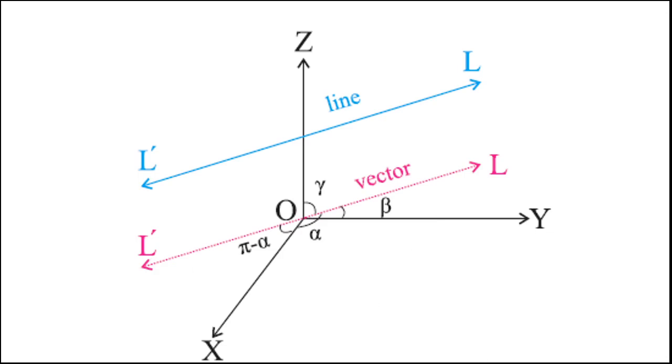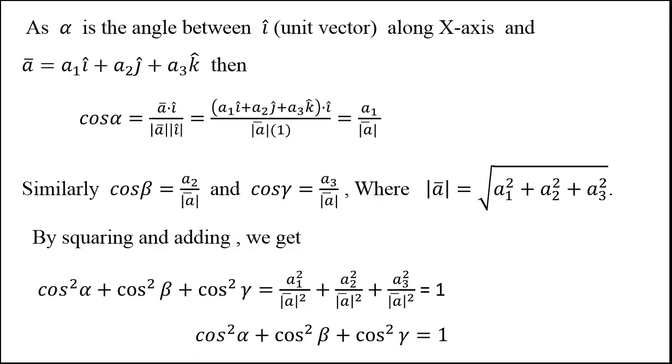Okay, if a line doesn't pass through the origin, then how to find its direction angles? We draw another line parallel to that line which passes through the origin, and then we can measure angles. Now I am going to define a term which is called direction ratios. So let me explain what are direction ratios.